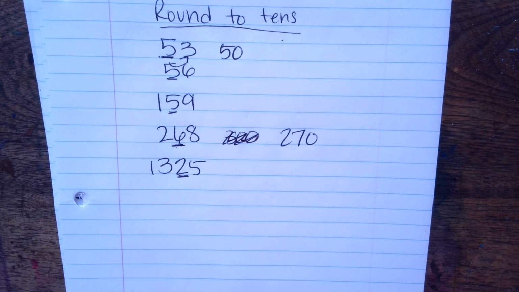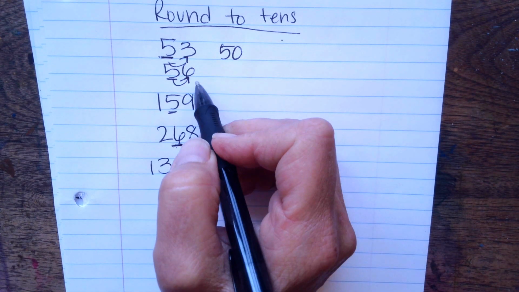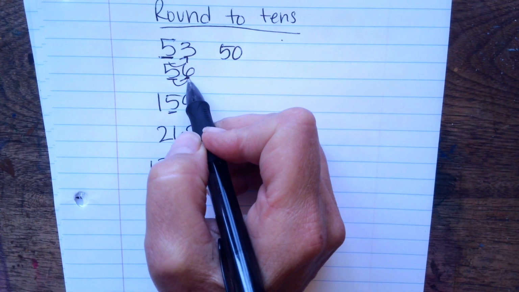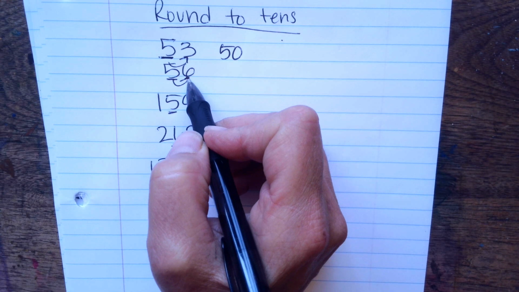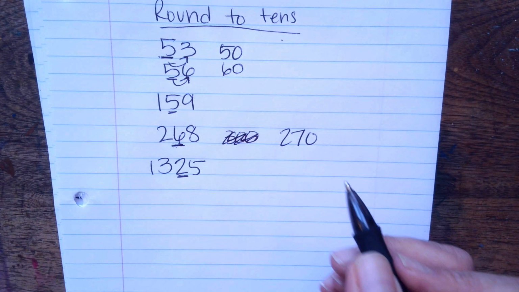Next one is underline the tens digit, go to the neighbor, 5 or more, let it soar, 4 or less, let it rest. So this number soars to a 6 and everything after becomes a 0.